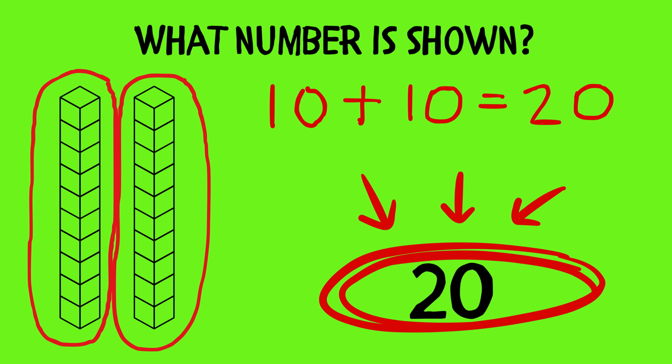What number is shown here? Remember, whenever we see a rod, it is 10. But wait, we see 2 rods here. Since each rod is 10, we count each rod by 10. Count by 10 with me. 10, 20. Great job. So the number shown here is 20.